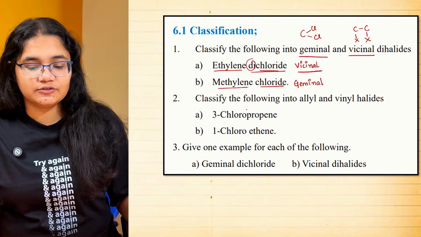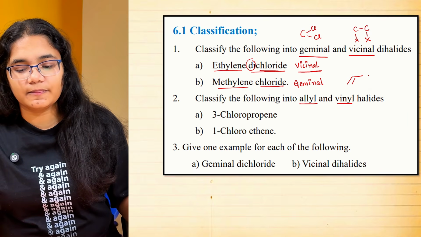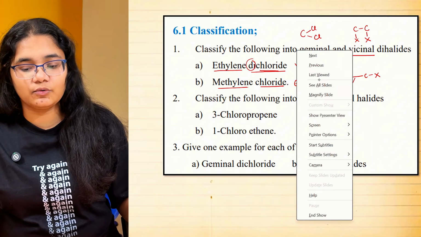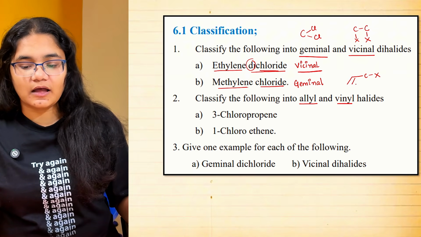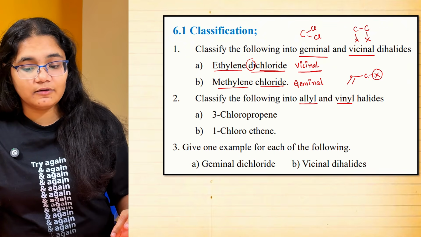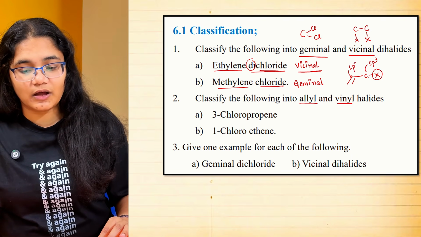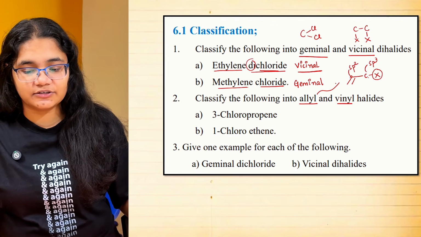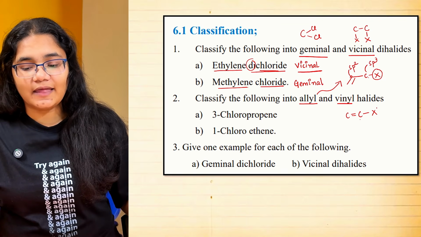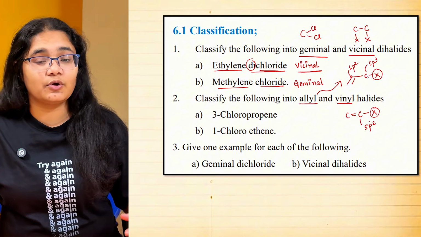Next question: classify into allyl and vinyl halides. This is very simple. Allyl means the carbon that has X is sp3 hybridized, but it is connected to an sp2 carbon. That is the definition of allyl. And vinyl is when you have a carbon, the sp2 carbon, directly attached to the X group.